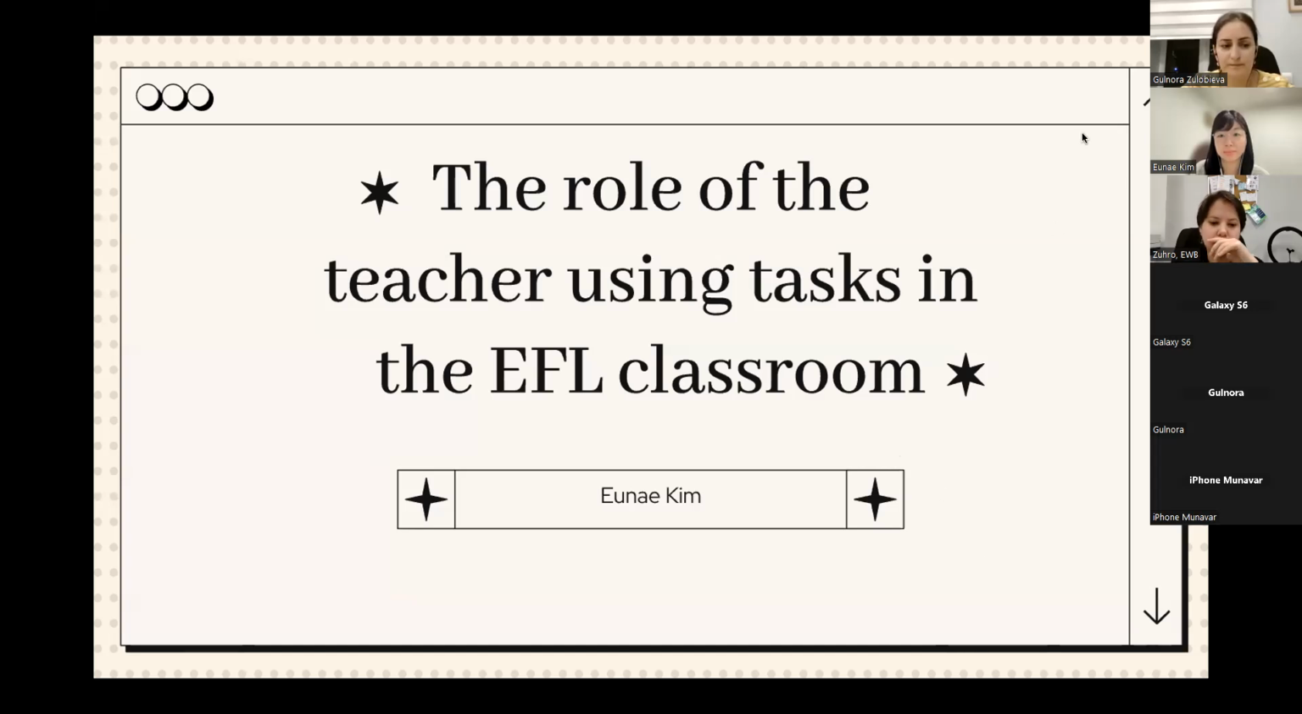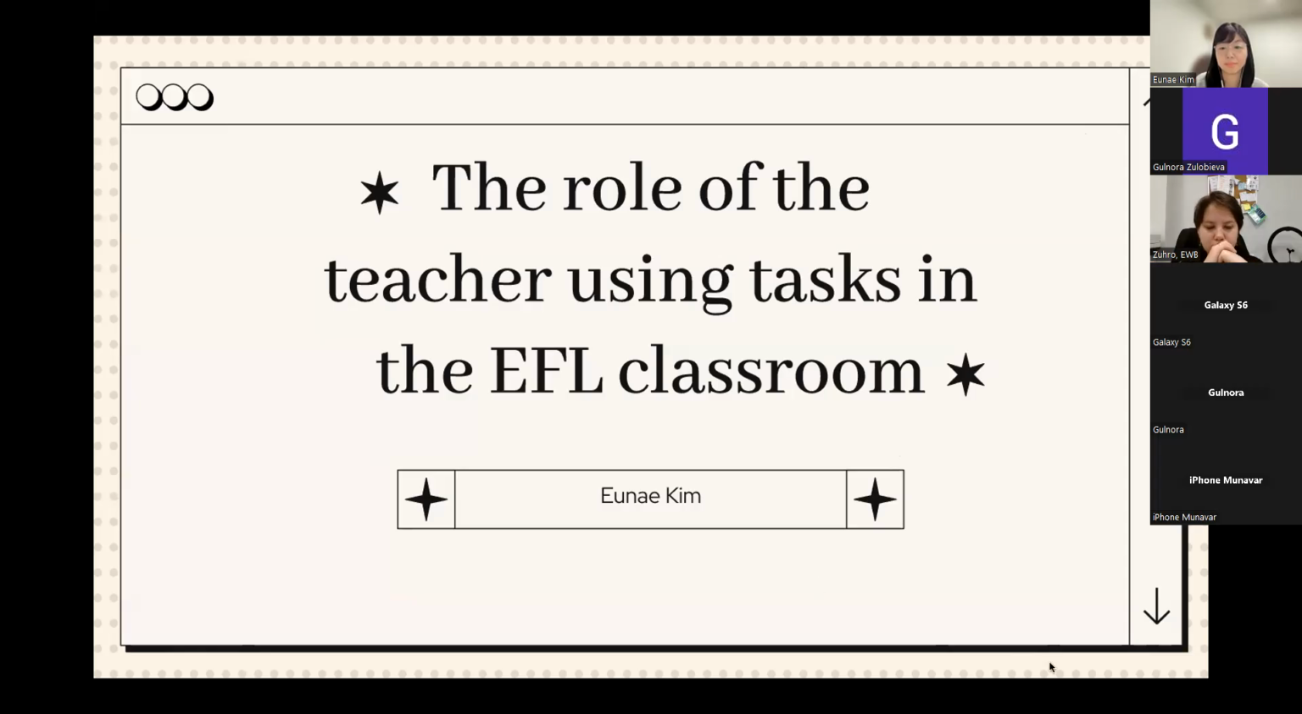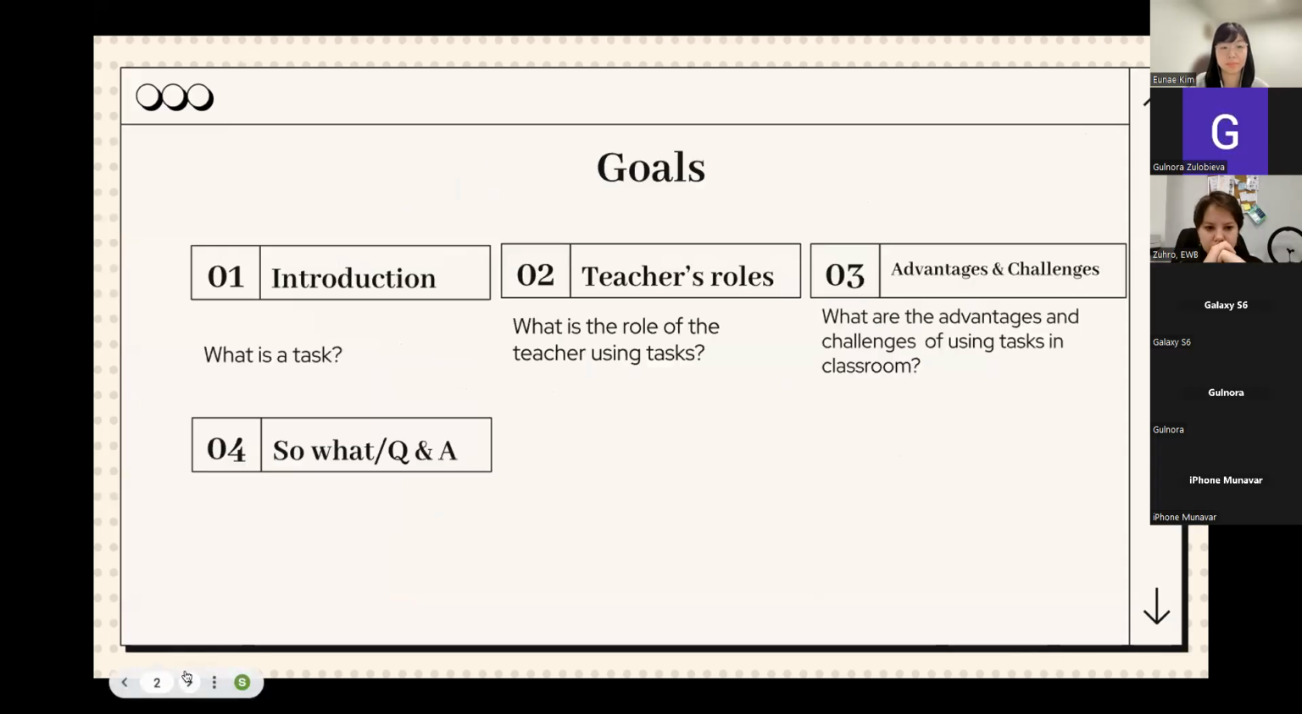Okay, let me share my screen. Here are the goals for today. First, we'll start discussing the idea of what tasks are. All of us may have different ideas of using tasks due to the various contexts we're teaching in.